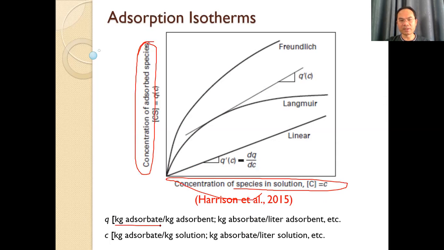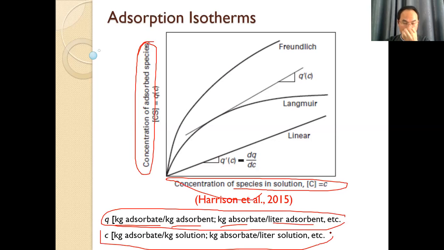Q is the amount of solute per amount of adsorbent, in terms of mass of solute per mass of adsorbent or per volume of adsorbent. This is the concentration on the surface of the adsorbent. The concentration in the liquid phase is the mass of solute per volume of solution. In this class, we introduce three kinds of isotherm: linear, Langmuir, and Freundlich.